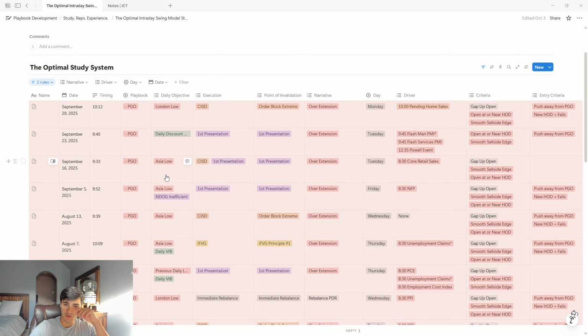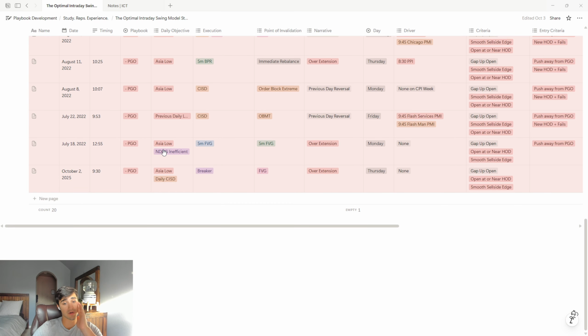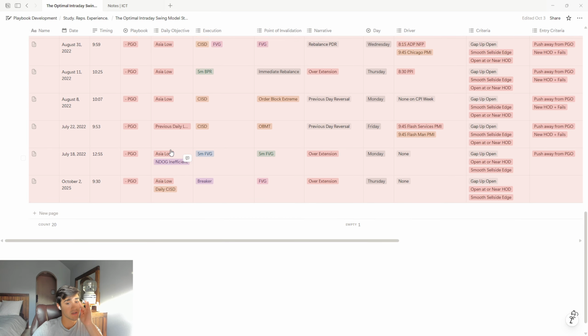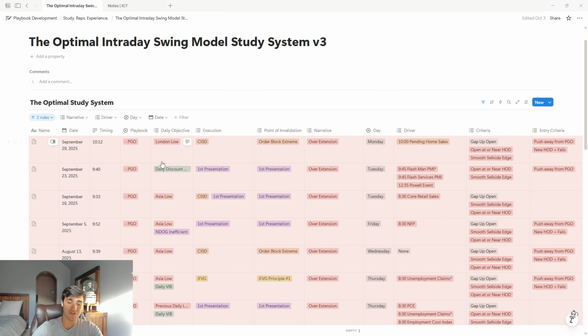So for the most part, I know with a really high degree of confidence that if this playbook is present, I can target the Asia low because I've simply done the work of tagging what was the daily objective for that session. What did the market reach for in that session? In this case, it reached for the Asia low, right? And pretty much I would say 90% of these examples, it reached for Asia low. So now I know that I am holding my runners. When I'm in short, I'm holding my runners for Asia low.